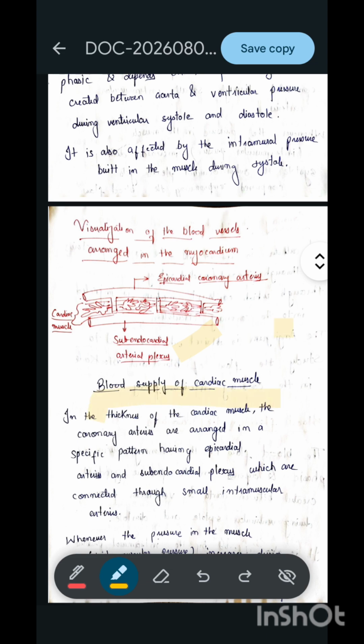Blood supply of cardiac muscle is how? In the thickness of cardiac muscle, the coronary arteries are arranged in a specific pattern, having epicardial arteries and a subendocardial plexus, which are connected through small intramuscular arteries. So you have epicardial coronary arteries and a subendocardial arterial plexus, connected by the intramuscular arteries.